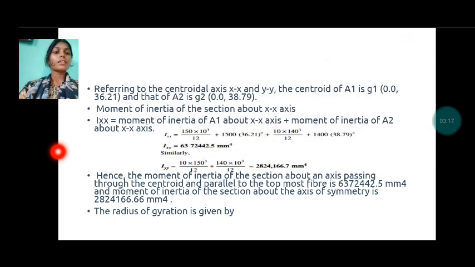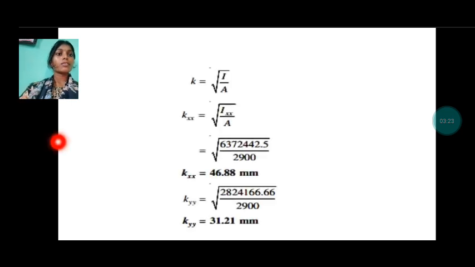The radius of gyration is given by k is equal to root I by A. Kxx is equal to root Ixx by A is equal to root 6372442.5 by 2900. Kxx is equal to 46.88 millimeter. Kyy is equal to root 2824166.66 by 2900. Kyy is equal to 31.21 millimeter.